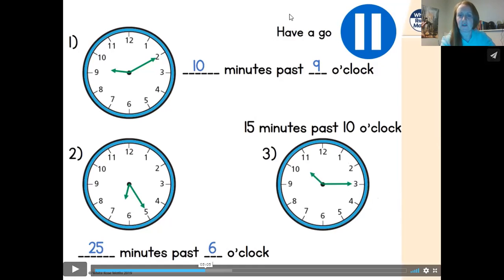I'm just going to stop sharing the screen there. That's as much as I want you to see for now. So as you can see, we have got 12 increments on our clock, and each increment is worth 5 minutes. So we're going all the way around counting in our 5s.